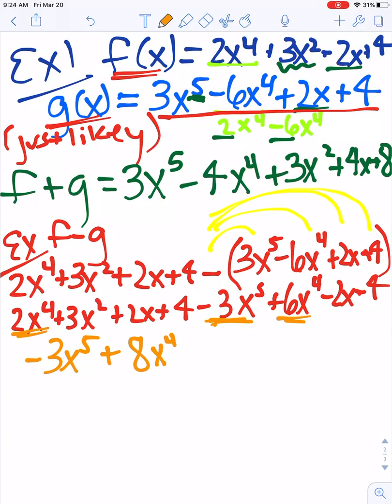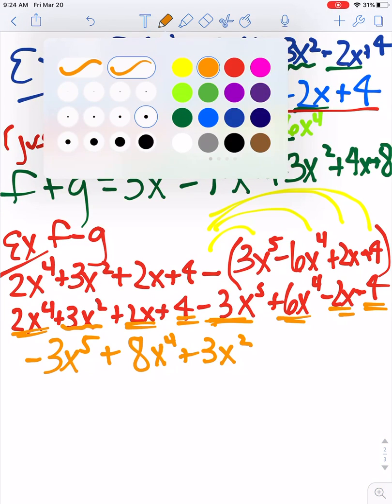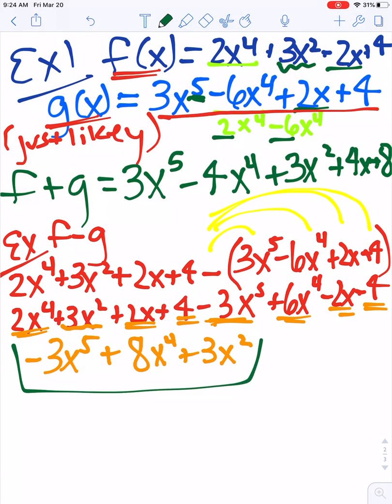Still no x cubed term, so I'm going to look at my x squareds. I have a 3x squared on one side, no x squareds on the other, so then I have plus 3x squared. Then I'm going to look at my x terms. So I have a 2x minus 2x, so I get plus 0x. And then 4 minus 4, and again, a plus 0. You could add in the plus 0 if you want. I'm not going to, but you could.